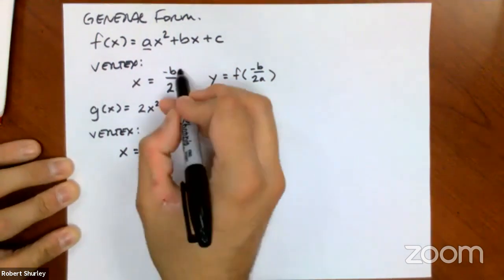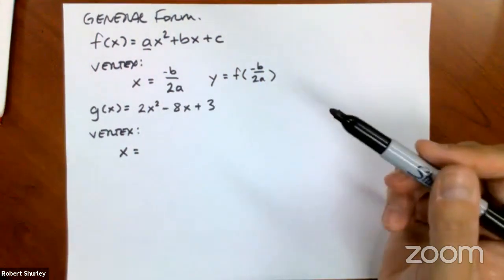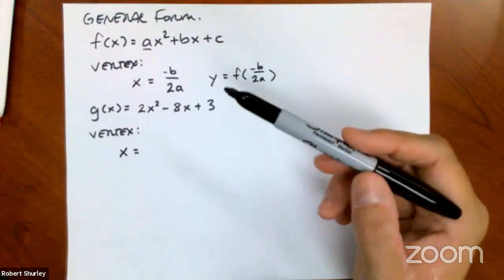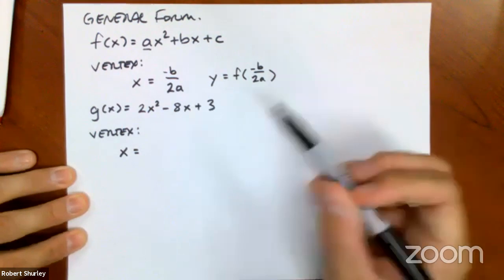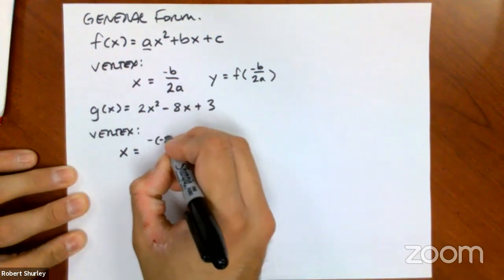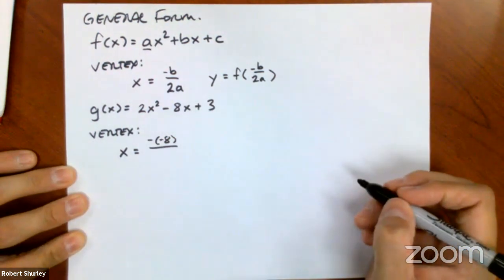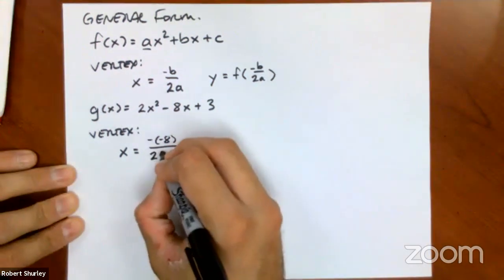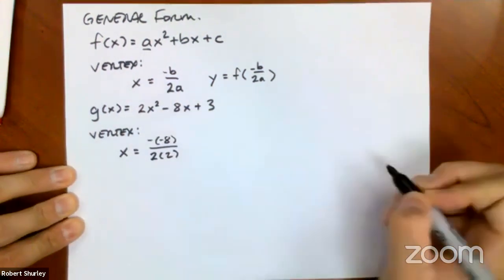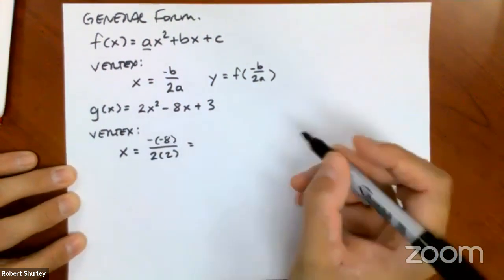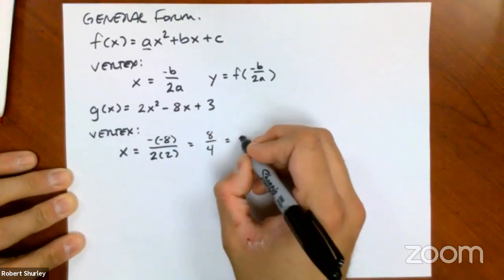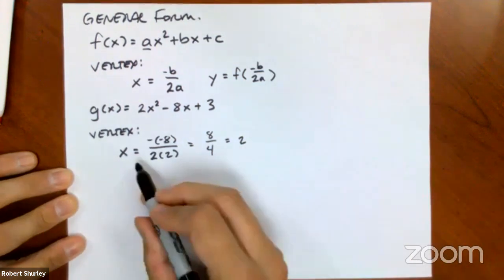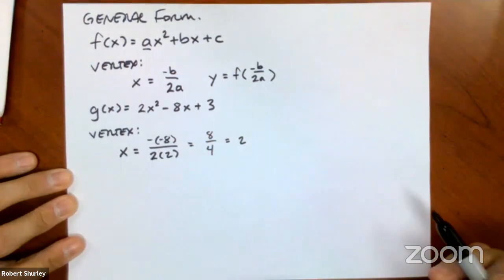Well, the x value is, again, the beginning of the quadratic formula, negative b over 2a. Well, our b is already negative, right? So it's negative 8, negative b, over 2 times, and our a value is 2. Okay? So this winds up being 8 over 4. 2. So our x value of our vertex is 2.